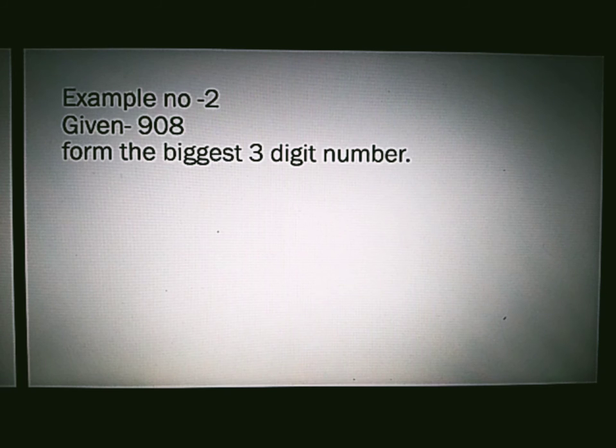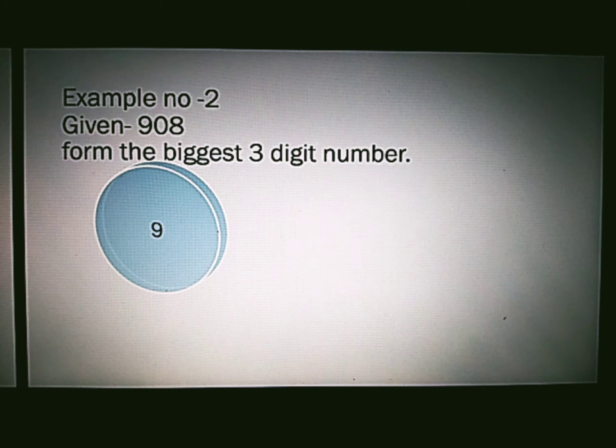Let's take another example. Here the given numbers are 9, 0, 8. Form the biggest 3-digit number. What will you do? First, to arrange the biggest 3-digit number, we need to identify which is the biggest number here. So in this example, 9 is the biggest number. So we will write 9 first.